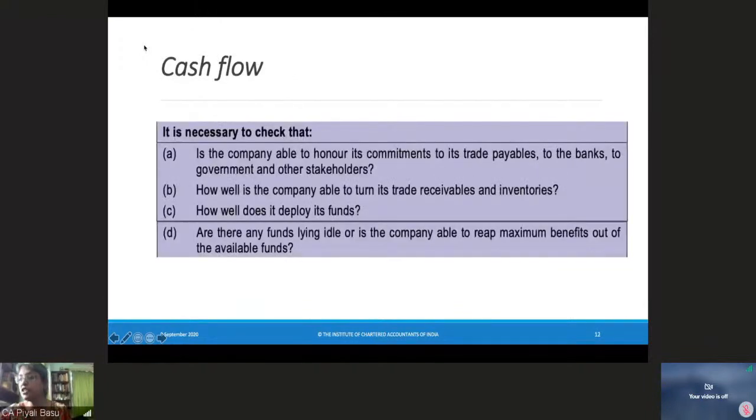So that's all about due diligence. Small chapter, important chapter for understanding and also for exam purposes.